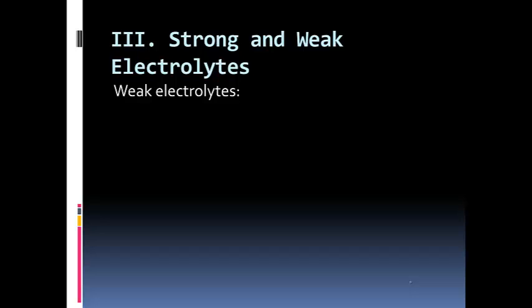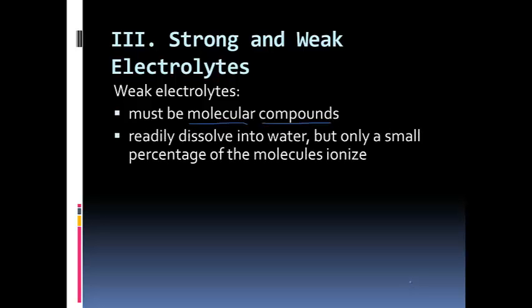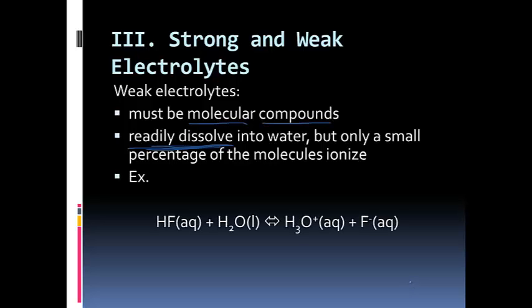Weak electrolytes have to be molecular compounds. Again, just because it's molecular doesn't mean it's an electrolyte. It has to actually react with water and produce ions. So it has to be pretty soluble, readily dissolve into water, but only a small percentage of the molecules will actually ionize. So we draw a double arrow like this, which shows that you establish an equilibrium.